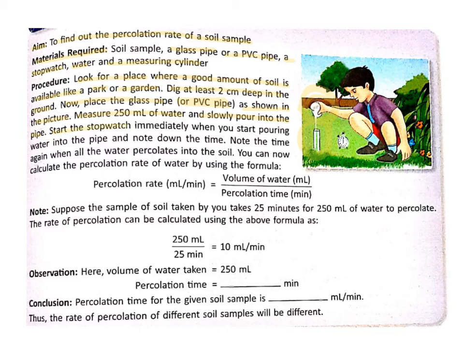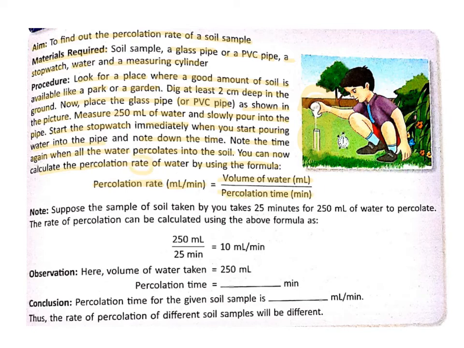Start the stopwatch immediately when you start pouring water into the pipe and note down the time. Note the time again when all the water percolates in the soil. So in the pipe, when all the water is finished, you have to stop the stopwatch. You can now calculate the percolation rate of water by using the formula. Percolation rate in milliliter per minute is equal to volume of water percolated divided by percolation time.